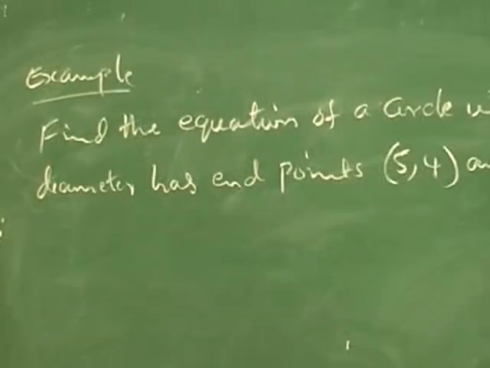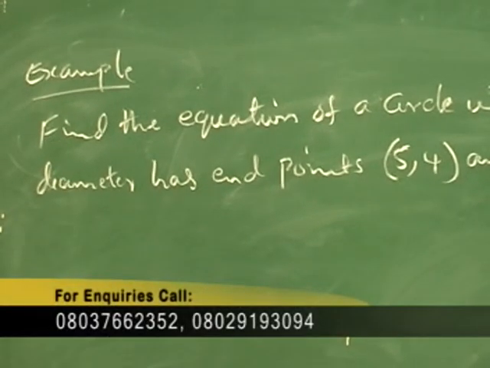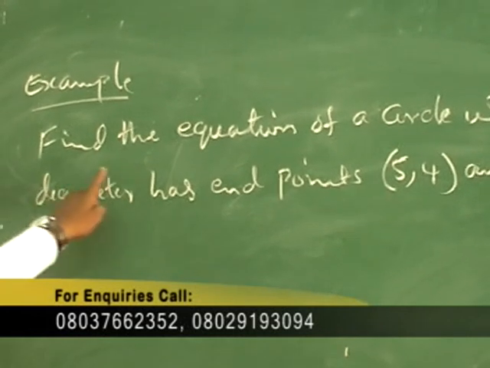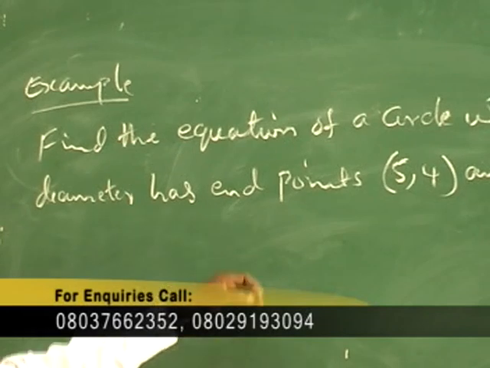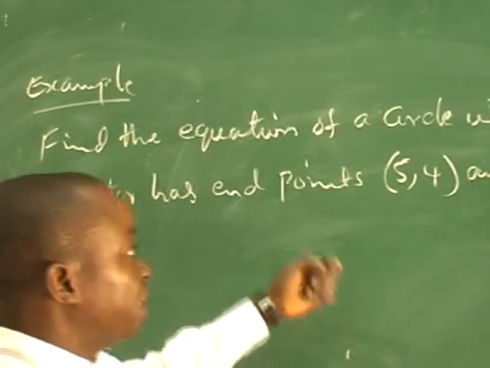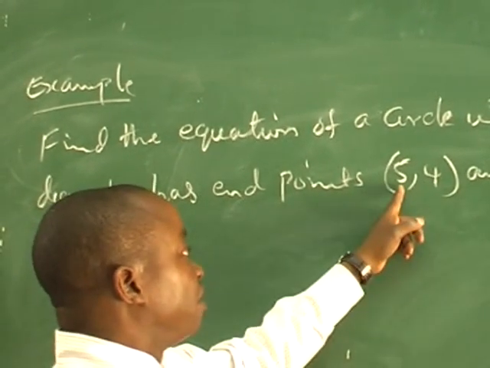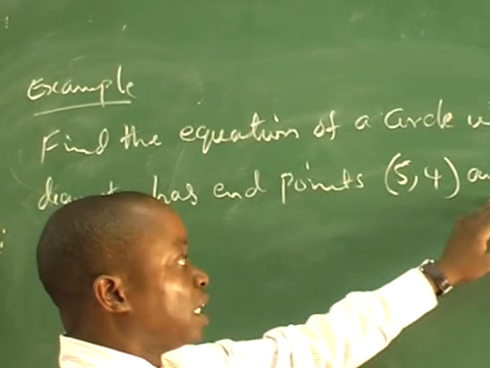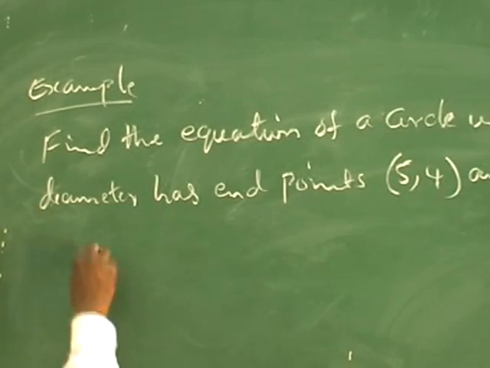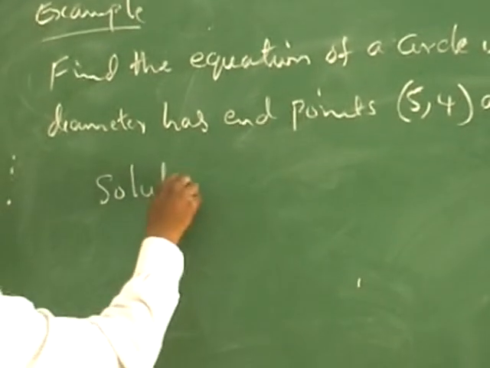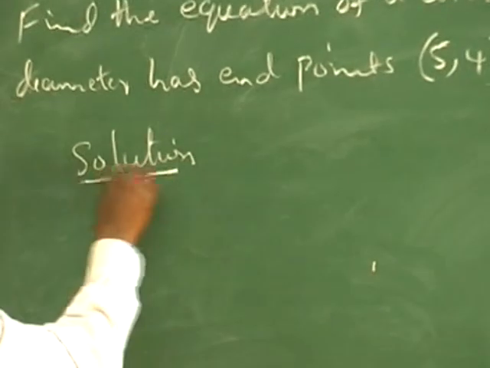Now we look at this example, another one. Find the equation of a circle whose diameter has end points, and the coordinates of the end points of the diameter are 5 and 4, and 7 and 4. Now let's take the solution so that you also see this pattern of how it is solved.